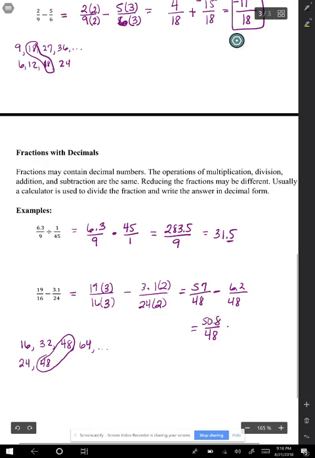To get our final answer, we'll just use our calculator to divide, and when we divide that, this one comes out to 1.0583. We need 2 decimal places, so we're looking at the 5. 8 is 5 or greater, so that means the 5 is going to go up to a 6. So we would end up with 1.06.